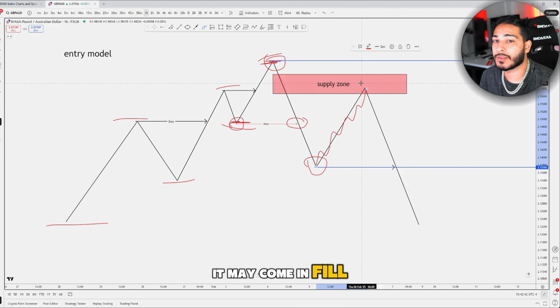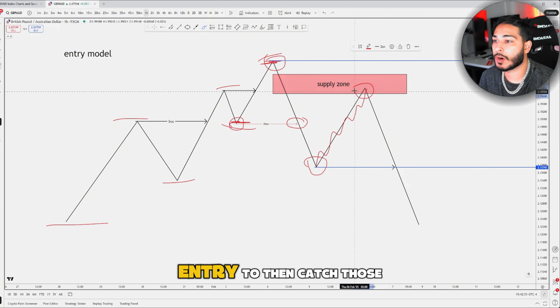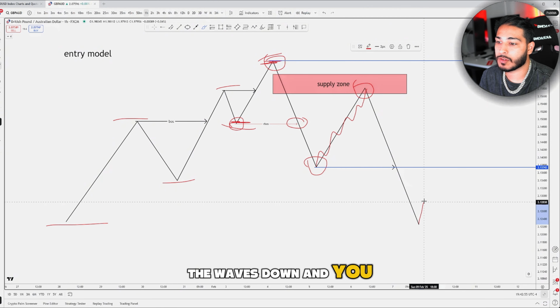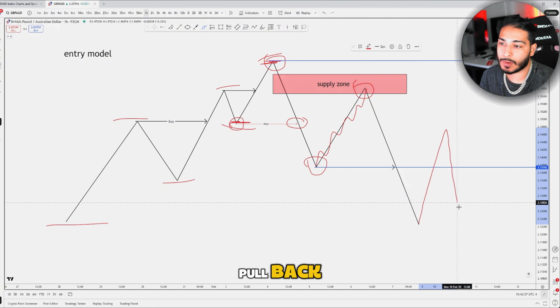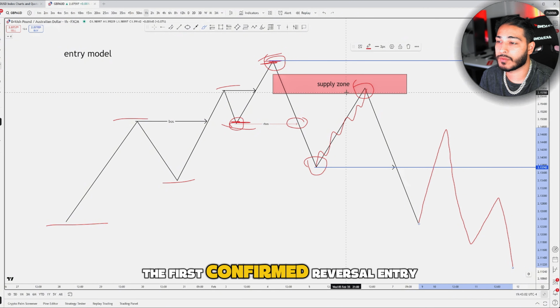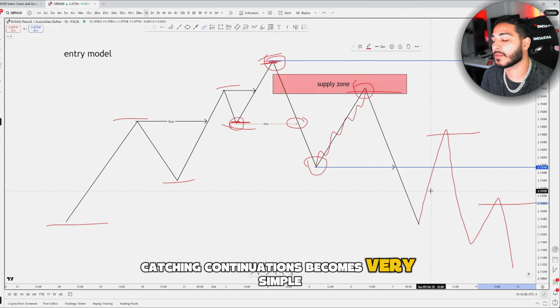It may come and fill an imbalance. It also might hit an order block, a number of different things that we use in our trading. And from there, this is going to be your entry to then catch the waves down and start the trend. Price could pull back, keep going and keep going. Once you catch the first confirmed reversal entry, then catching continuations becomes very simple.